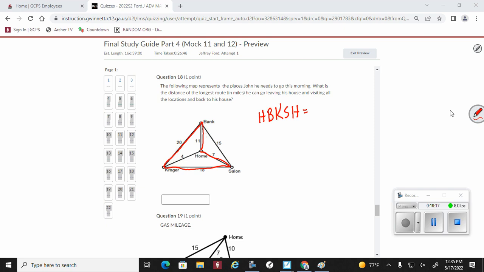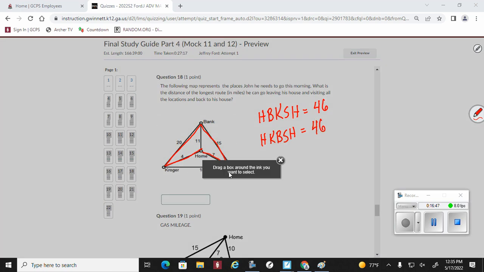That would give me, off the top of my head, it looks like it would be 46. Don't quote me on that. All right, next I could go home, Kroger, bank, salon, back home. Let's see, I think that would be 46 maybe. Maybe that should have been 48, that first one. I don't know, but you get the idea.